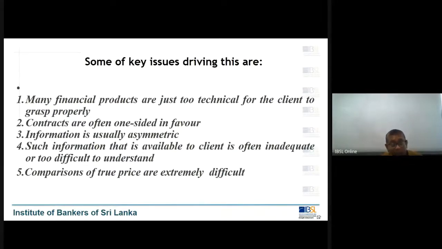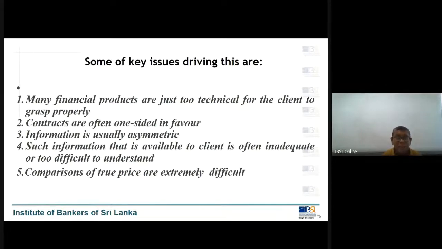And also information is usually asymmetric. We do not tell the customer every piece of information. We are supposed to tell, but we are not going to tell every piece of information. The bad things we are not going to tell you, but you are supposed to tell. And whatever information is given, it is often inadequate or difficult for the client to understand. Why? Because the banks have different jargon, very difficult to understand. Customers have enough problems, they don't want to understand banking jargon because they believe the bank. That's the important thing.